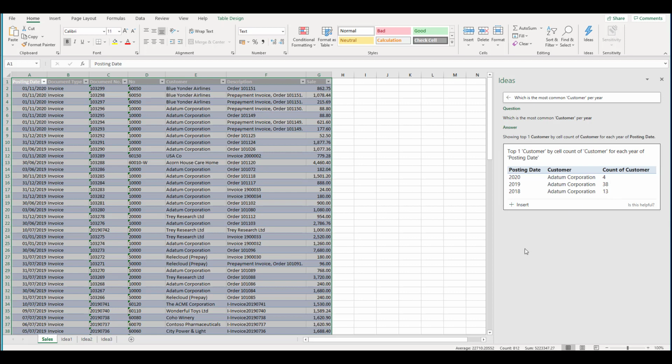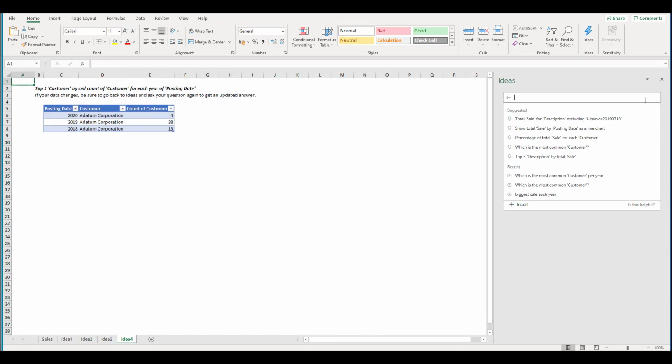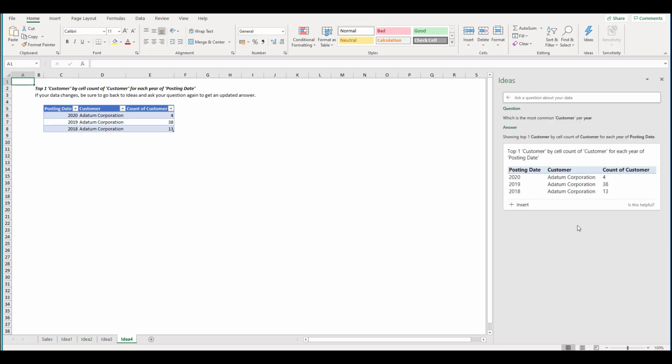So you get to see the idea of the powerful nature of this ideas function, where you can just quickly come in and start to interrogate your data with natural language and insert in whatever charts or pivot tables that it suggests. So that's the ideas function within Excel.